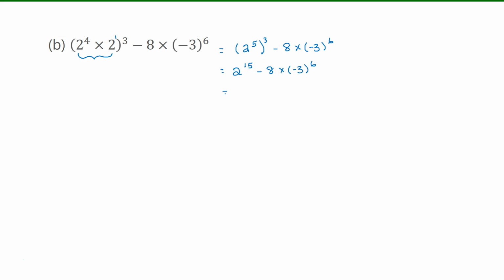Now I'll simplify the exponents. 2 to the 15 is 32,768. And negative 3 to the 6 is 729.